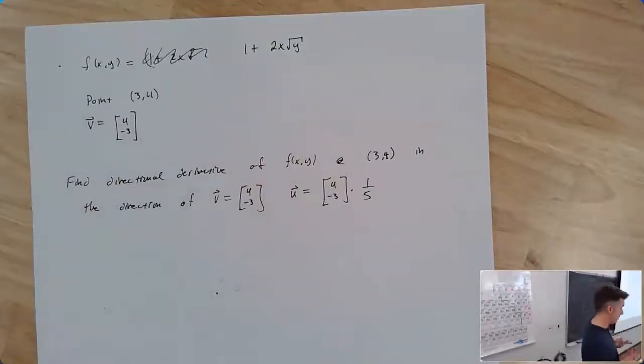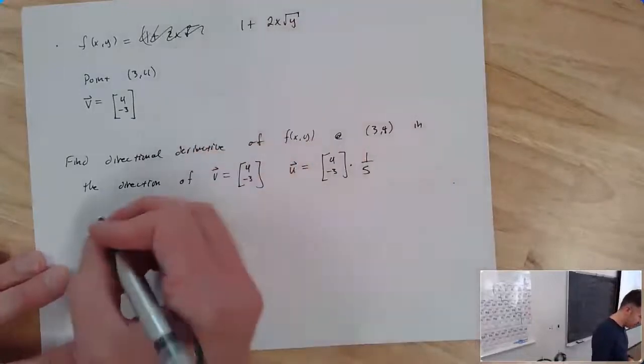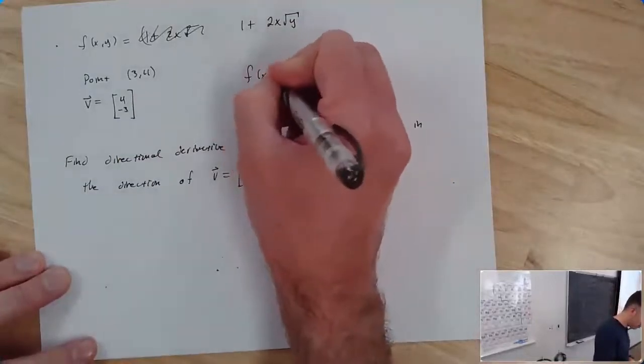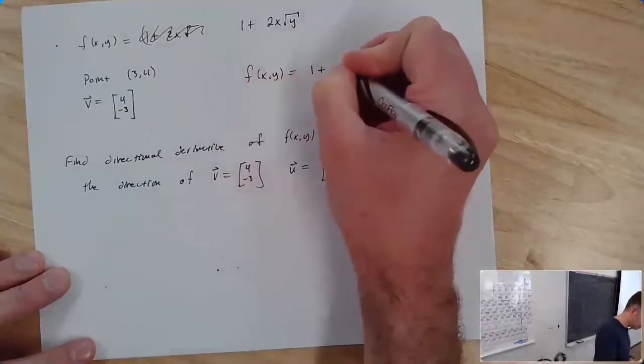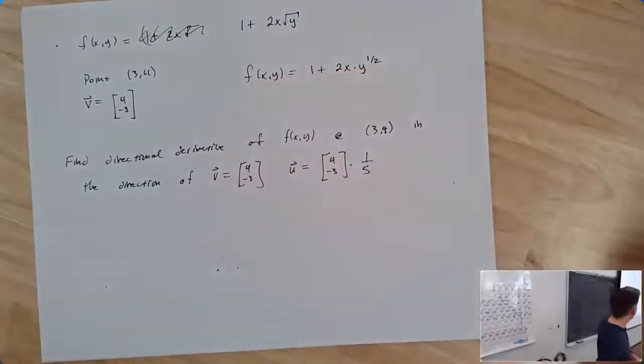adding yet, but I haven't done the problem yet. So let's take a look. I'm trying to find the directional derivative. I'm first going to find the gradient. So I might rewrite this just a tiny bit. I might rewrite it as f of x, y equal to 1 plus 2x times y to the 1/2, just to make it easier to see how to take the derivatives here.